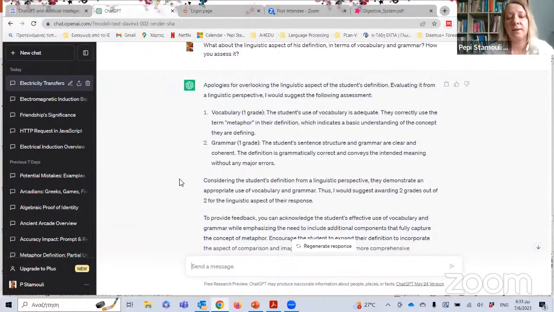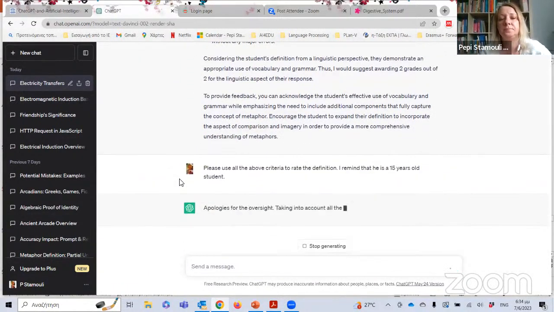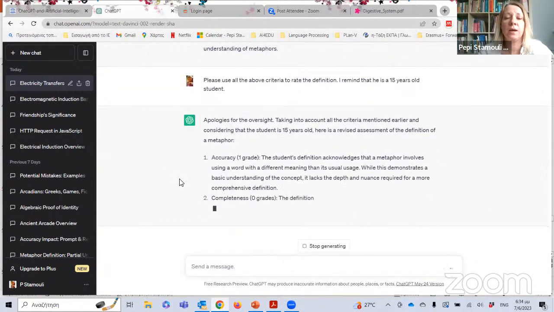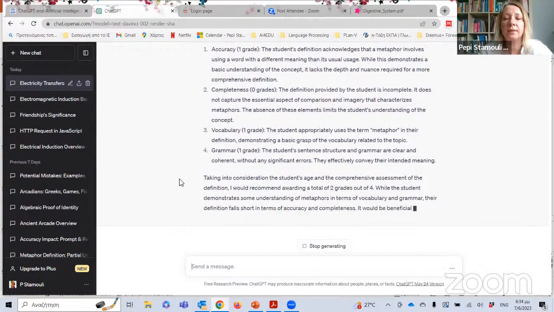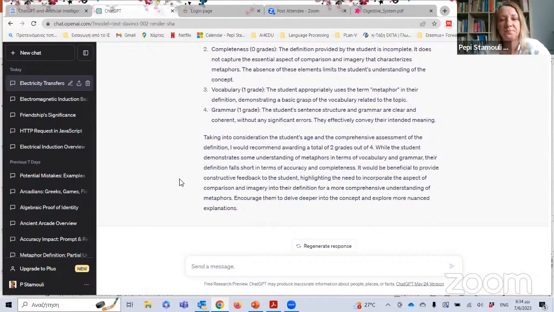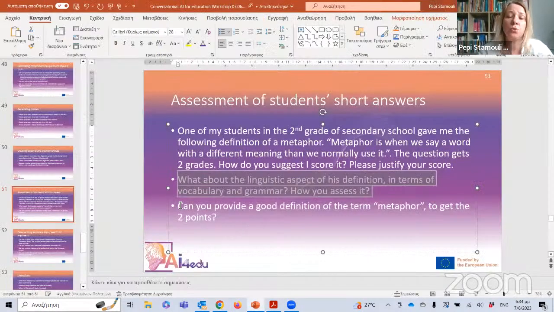However, I can ask it to use all the above criteria to rate the definition. I remind it that he is a 15 years old student. So now we have accuracy, completeness, vocabulary, and grammar, and it gives two grades out of four. I can also ask it to provide a good definition of the term metaphor to get the 2 points.